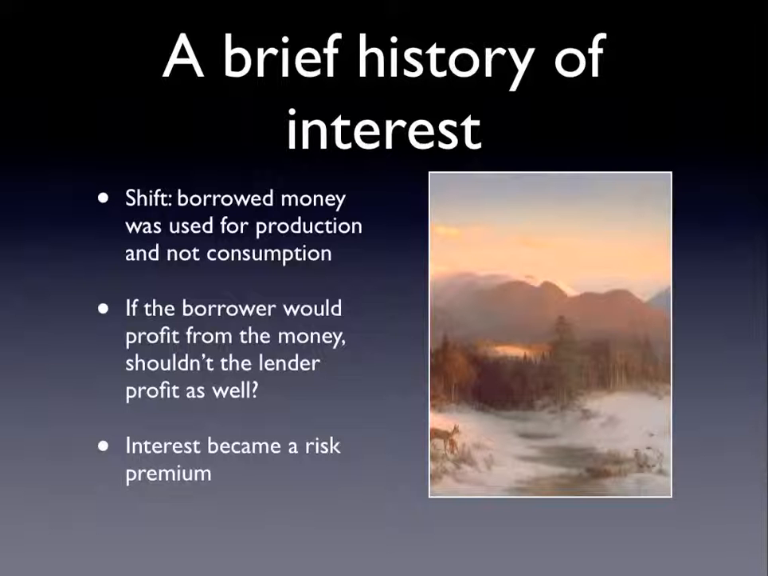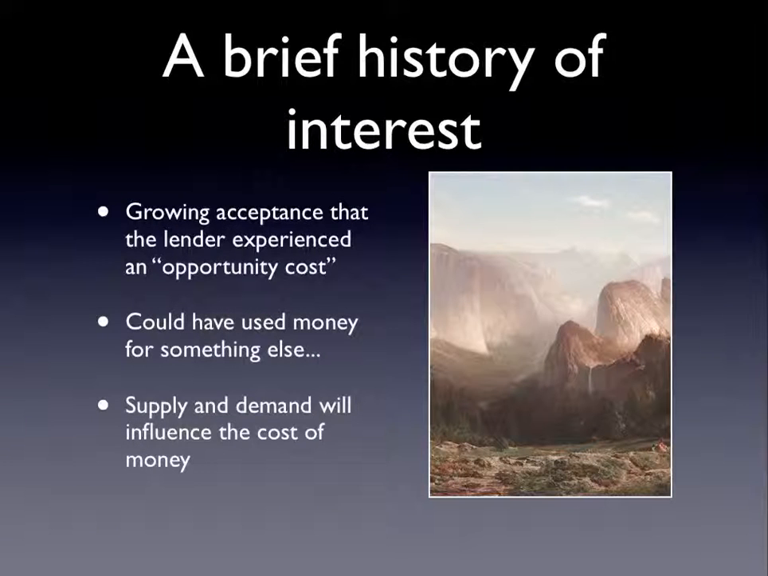Additionally, there was recognition that there was a risk involved in lending money, the risk of no repayment, and so interest could be seen as a risk premium as well. Now, as we go through time, moving towards the present, there's growing acceptance that the lender experienced an opportunity cost when they loaned money to someone else. They could not use that money themselves while it was in someone else's possession, and therefore they deserve some type of compensation. And also supply and demand would influence the cost of money.